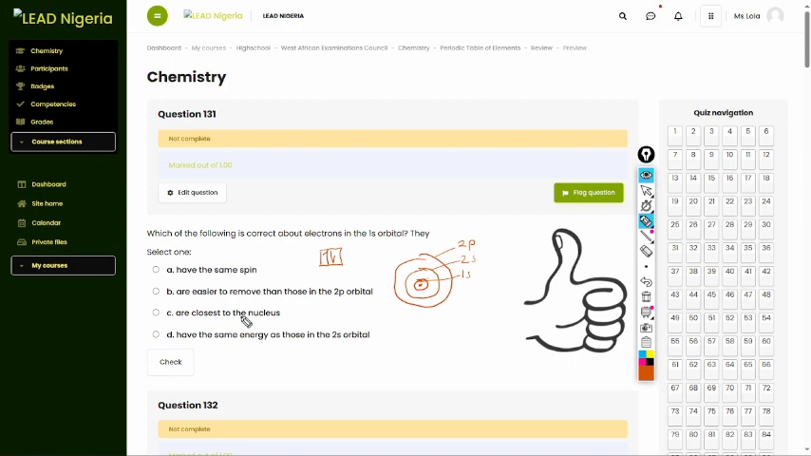Are closest to the nucleus. That is true because the 1s orbital is the first orbital after the nucleus, so it's very close to the nucleus. Now D, have the same energy as those in 2s. This is incorrect because 2s orbitals have a higher energy level than the 1s orbital. So 1s orbitals have a low energy level. So the answer is D. Okay, so we go with D.